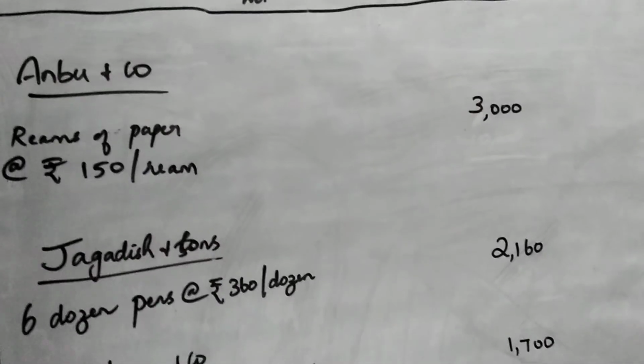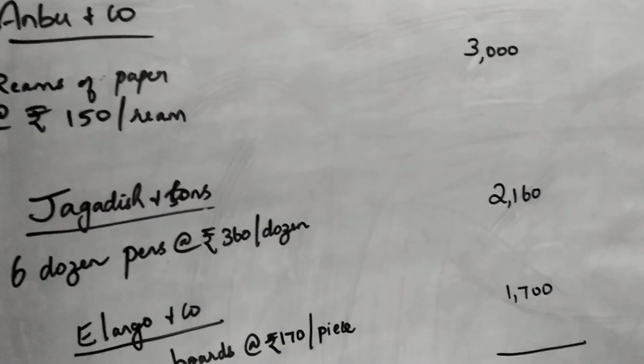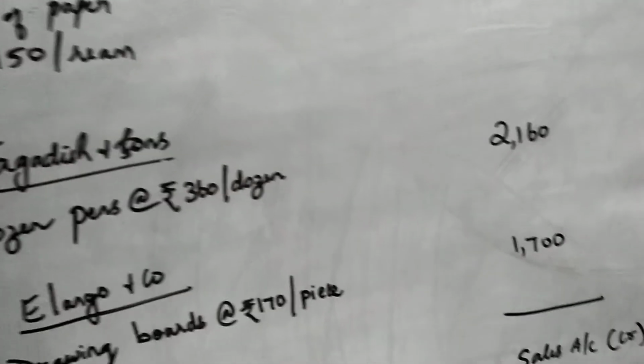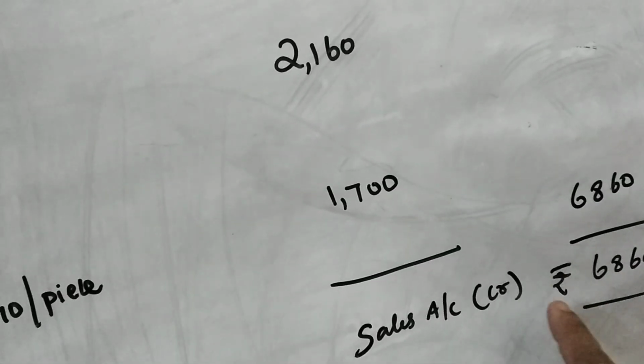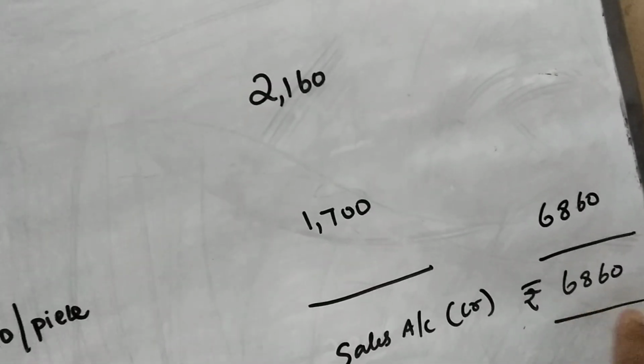So what is the total? 3000 plus 2160 plus 1700. So you get the total as 6860. Sales account credit rupees 6860. This is the total of the sales account.